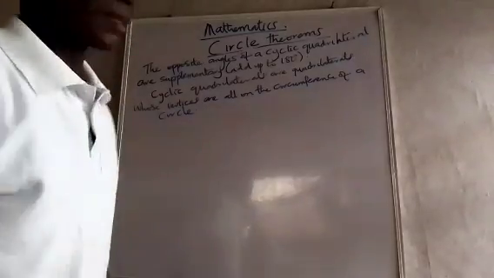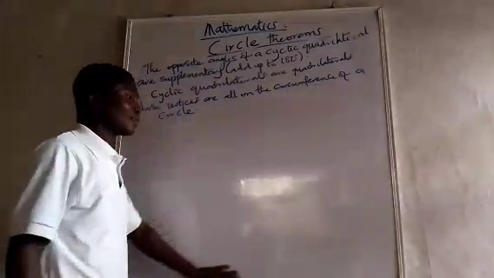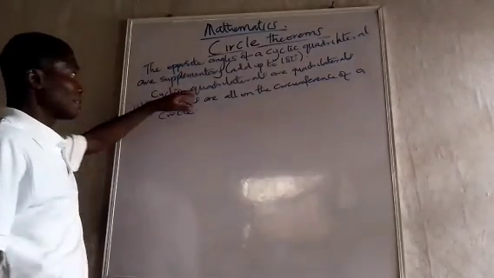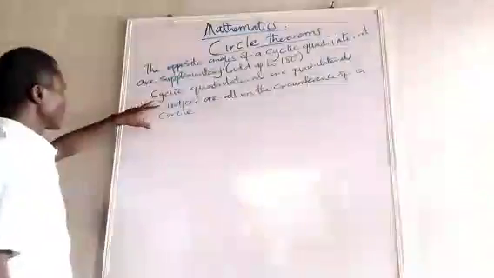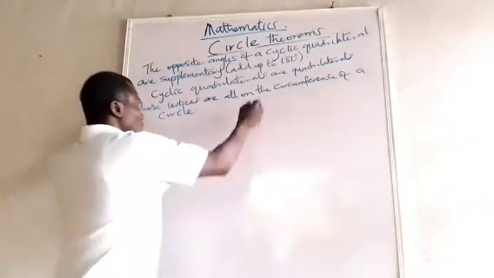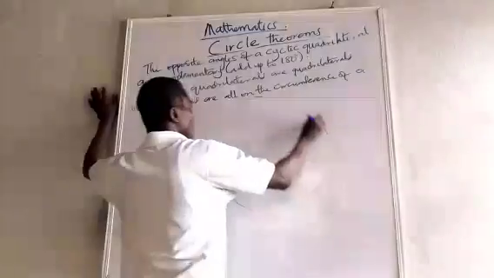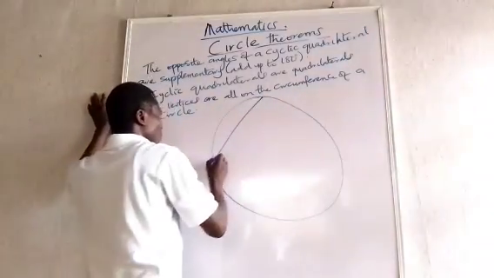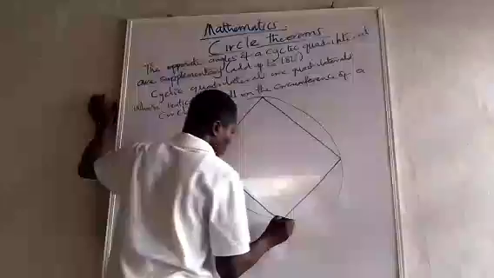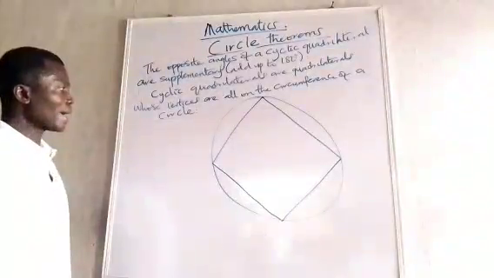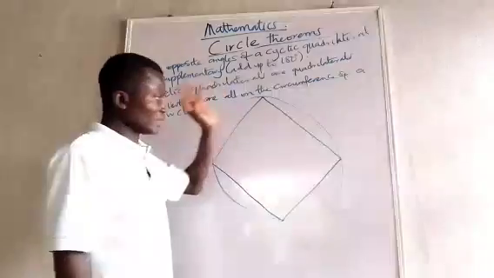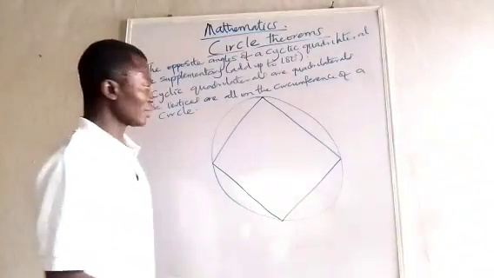Now let's talk about cyclic quadrilateral. The next theorem is saying that the opposite angles of a cyclic quadrilateral are supplementary, that is, they add up to 180. You will see what happens. Cyclic quadrilaterals are quadrilaterals whose vertices are all on the circumference of a circle. Now look at it. If you have 1, 2, 3. This is a cyclic quadrilateral. Any quadrilateral that can fit inside a circle and all its vertices will be on the circumference is described as a cyclic quadrilateral. You have so many.